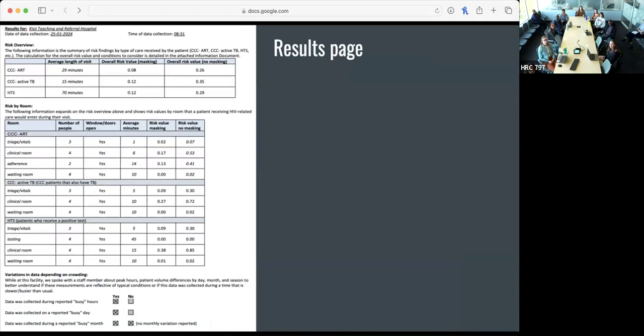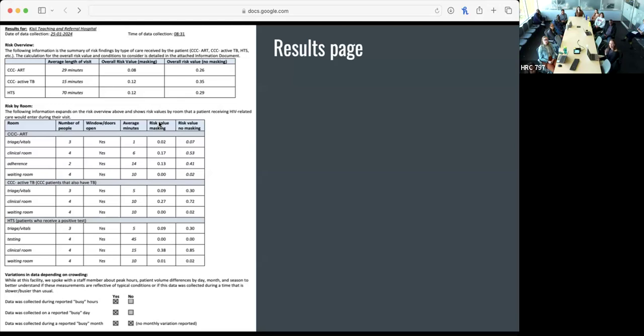So next I wanted to show a real results page from one of our facilities in Kenya. So yeah, we can see, looking at the overall risk values here, we definitely see a stark difference between the masking values and the no masking values. These values are fairly low, at least in comparison to the other profile.